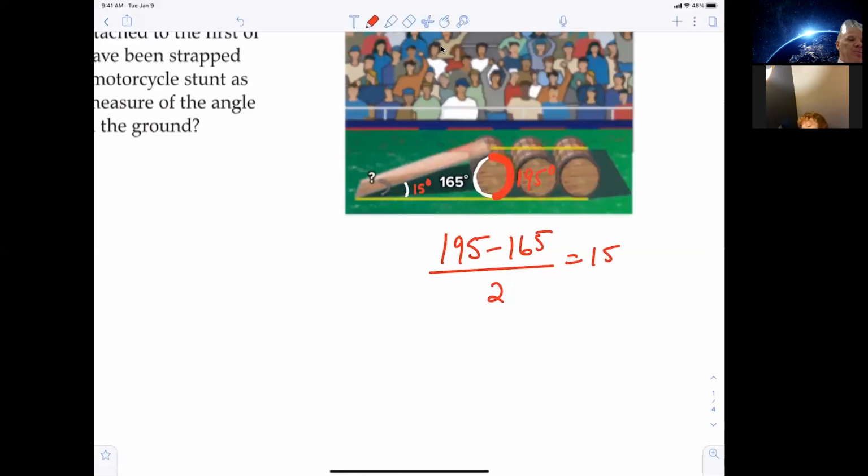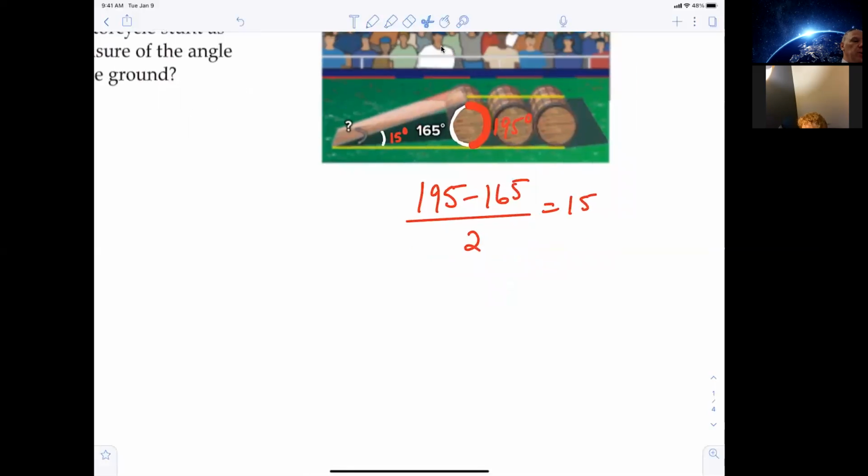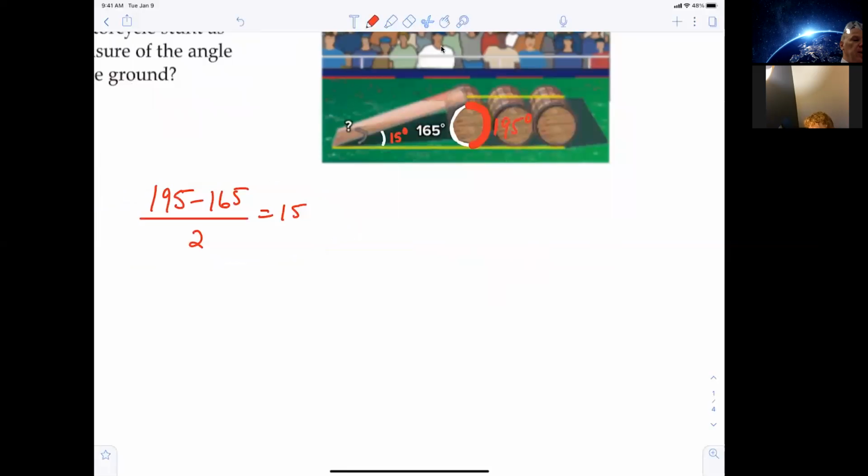All right, that was pretty good. But again, that's not always the case. Let me make sure that's not always the case. So what we're going to do is change this 165. Let's just say it was 140 degrees. Then the other side would be 220.